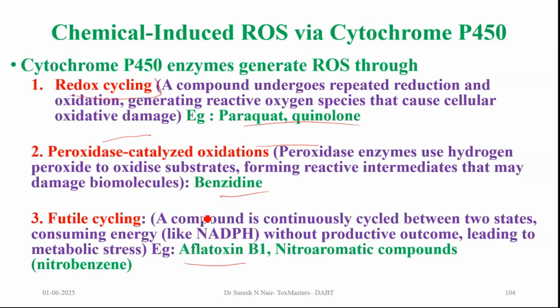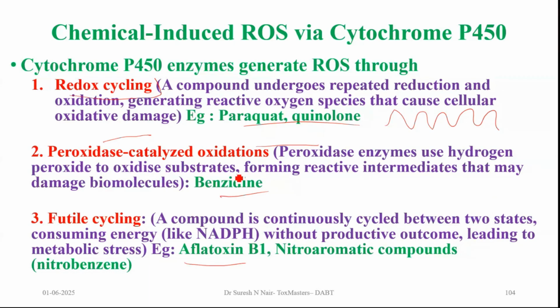The first one is redox cycling. Redox cycling means there will be repeated oxidation and reduction happening in the cell. That will produce reactive oxygen species, or there will be a fluctuation in the reactive oxygen species. So it will go up like this. There will be increased spikes of oxidative stress happening inside the cells. This is the mechanism of carcinogenesis by paraquat and quinolone.